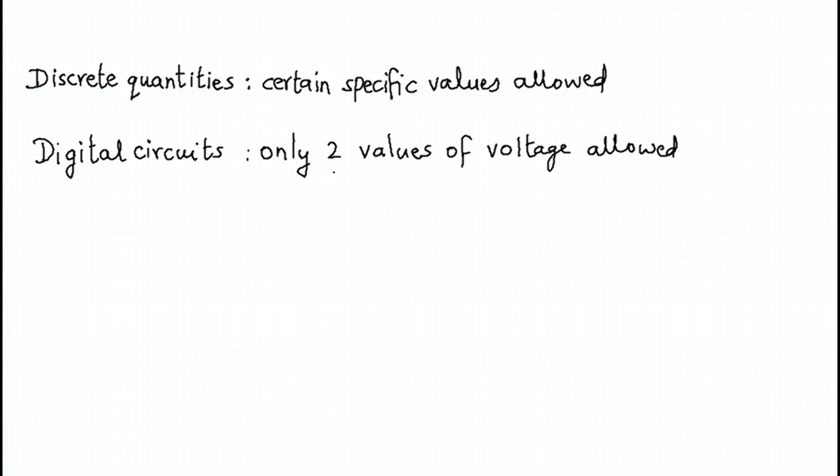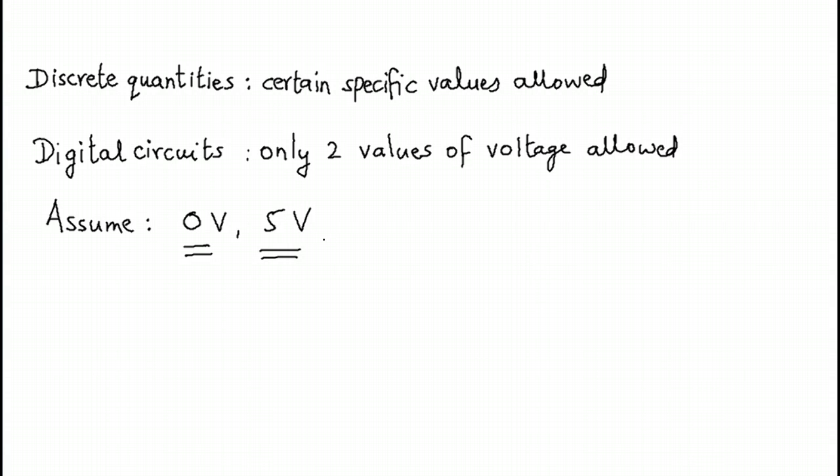Now, the exact two values of voltage which are allowed in the digital circuit would actually depend upon the type of circuit. However, just to simplify things, let's make an assumption, namely that in the given digital circuit, the two allowed values of voltage are 0 volts and 5 volts. In other words, any input voltage or output voltage in the given digital circuit can be either 0 volts or 5 volts. It cannot take any third value.